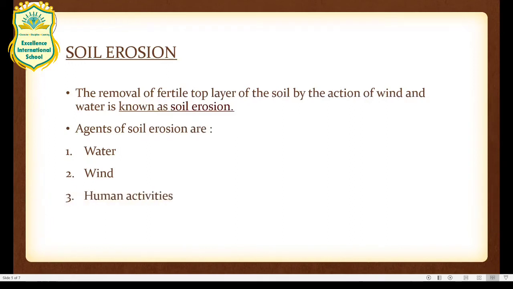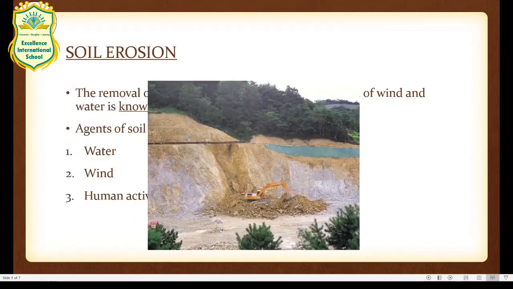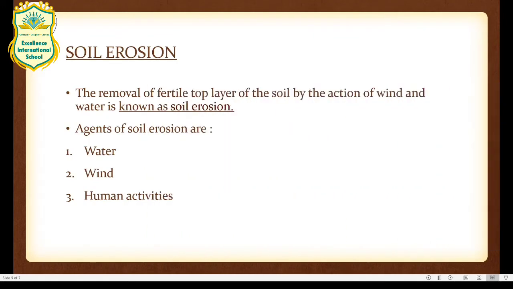There's also human activities, of course, because we have an increase in population, we require a lot of things. We require roads, we require houses to stay in, and that's why removal of the topsoil also takes place. So human activities are also an agent of soil erosion.